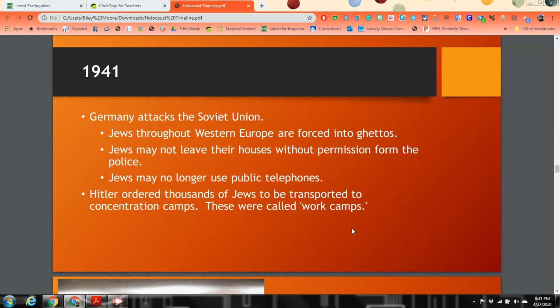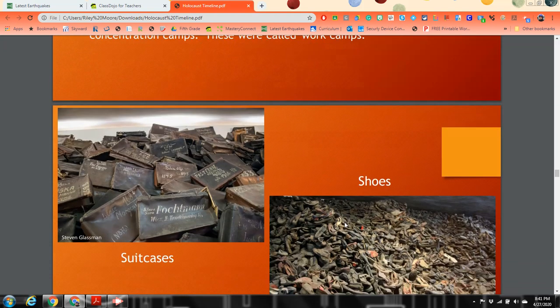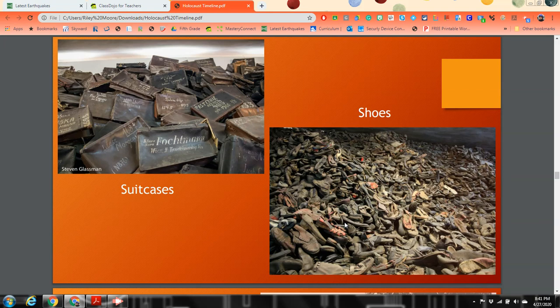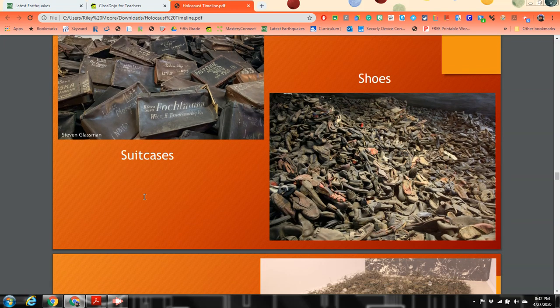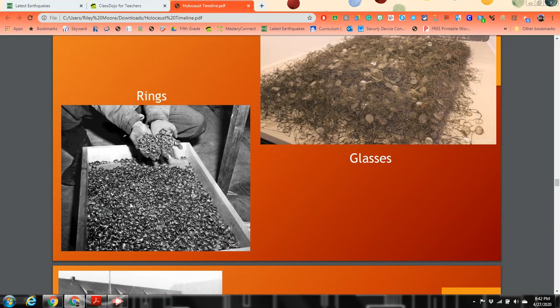Hitler ordered thousands of Jews to be transported to concentration camps, and these were called work camps. That's what they referred to them as, but some of them were known as death camps. Now, the Jews thought that they were going places, so they had packed their bags. As you can see, their names are actually on the suitcases because they thought they could get their luggage later. But when they got from the ghettos, they were put into basically cattle carts for transportation, and they were taken to these concentration camps, and all their stuff was put in areas. So you have suitcases that were piled up. You have shoes, thousands of shoes that were piled up. You have eyeglasses, wedding bands by the thousands.